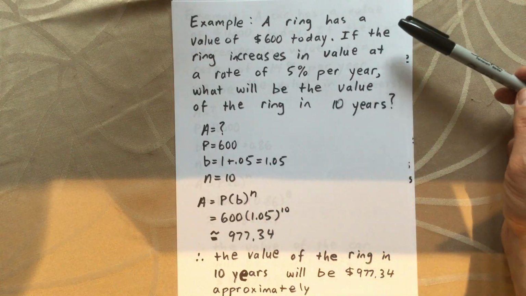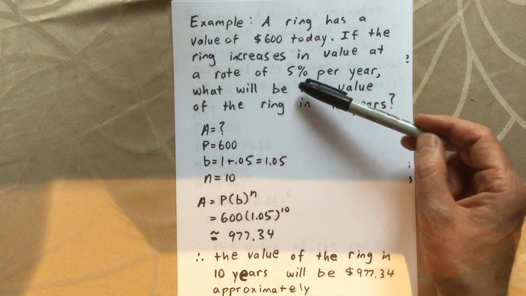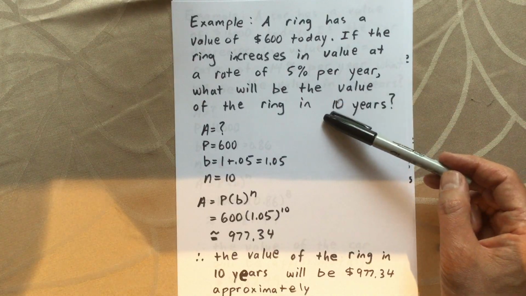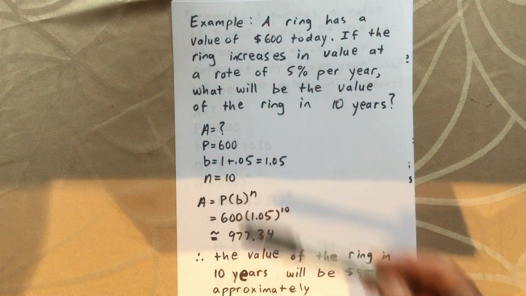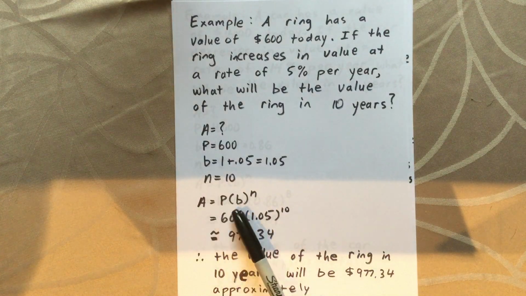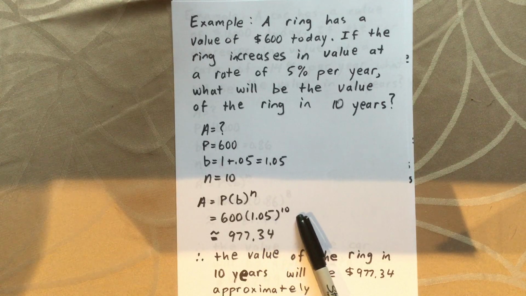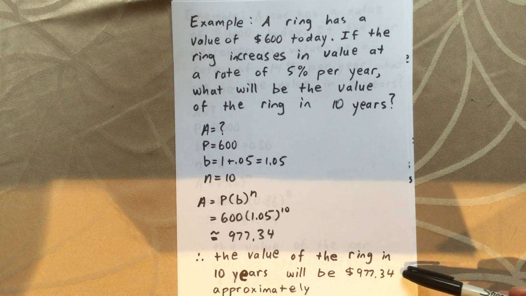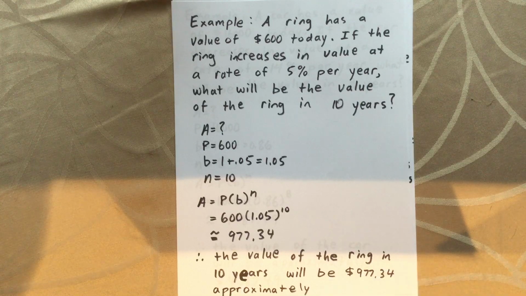And this is a yearly question. In other words, we're told the increase is 5% per year. And so since we want to know the value in 10 years, n will be 10. A is equal to P times B to the n, so that's 600 times 1.05 to the exponent 10. That's approximately equal to 977.34. So therefore, the value of the ring in 10 years will be $977.34 approximately.